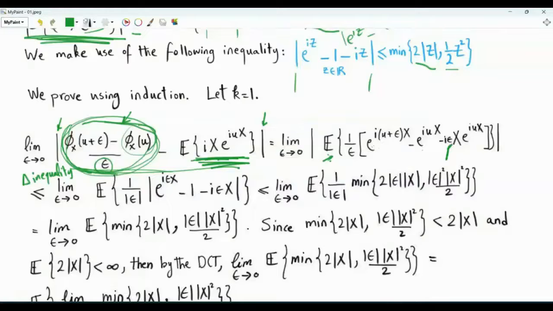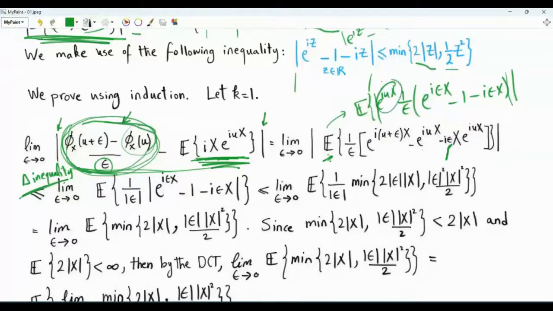Note that there is e to the iux that is common. So this is expectation of e to the iux, 1 over epsilon, and then we have e to the I epsilon x minus 1 minus I epsilon x. When we apply the triangle inequality, the magnitude of the expectation is less than or equal to the expectation of the magnitude. And when we take the magnitude inside the expectation, well, this has a magnitude of 1. So what we get is 1 over the magnitude of epsilon, and then we have the magnitude of this bracket here. Now we can make use of our inequality.